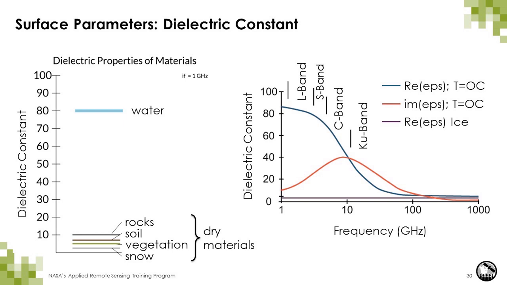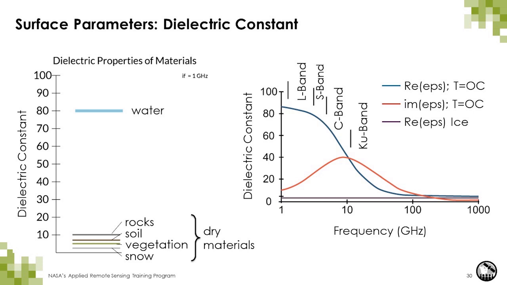The last surface parameter to discuss is the influence of dielectric, or the moisture content in soils and vegetation. Increased moisture content in soils and vegetation tends to increase the backscatter signal. The magnitude of the radar backscatter is proportional to the moisture content of the surface. So for dry, naturally occurring materials, it's in the range of 3 to 8, while for liquid water, it's around 40 to 80. This is also frequency dependent. Therefore, the amount of moisture in the soil or vegetation can greatly influence an increase in radar reflectivity.